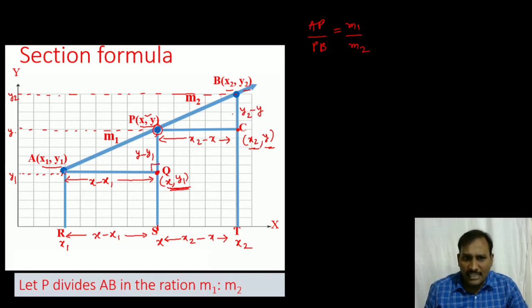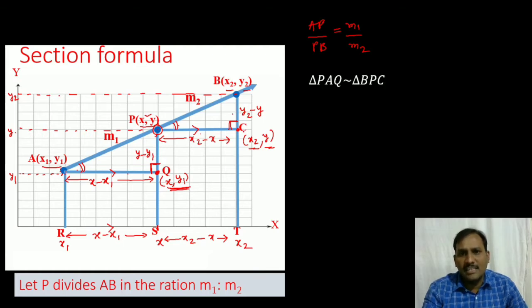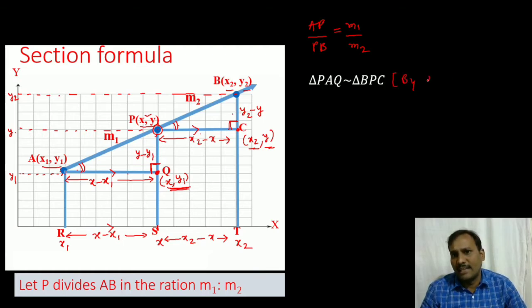Now, if you observe, this is a right angle, this is also a right angle. And we have constructed AQ parallel to RS, or x-axis, you can say. PC is also parallel to x-axis. So we can say that these two are parallel lines and this AB is acting as a transversal. Therefore, this angle and this angle are corresponding angles and they are equal. Now, this angle is equal to this angle and this right angle is equal to right angle. Therefore, by AA similarity, these two triangles, triangle APQ and triangle PBC, are similar. Why? By AA similarity rule, those two triangles are similar triangles.